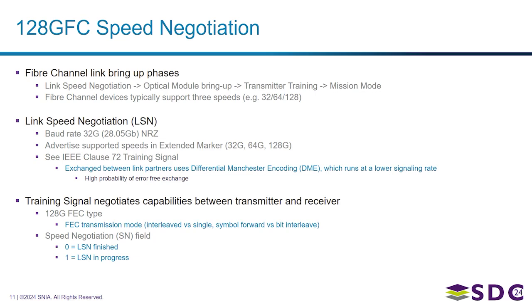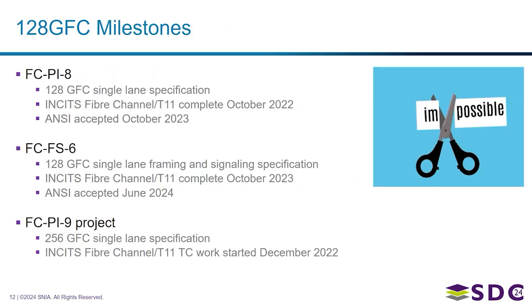There are some mechanisms within that transmission marker that allow the two sides to communicate that information, and there's a mechanism that shows, hey, we've gone through this speed negotiation and now we're done, and then we can bring the link to full mission speed. So those are a few idiosyncrasies associated with the development of the 128 gig standard.